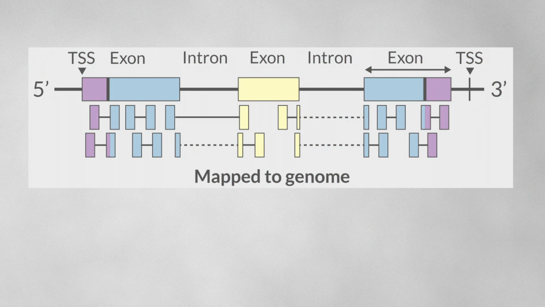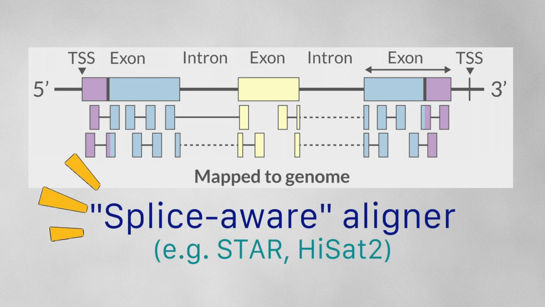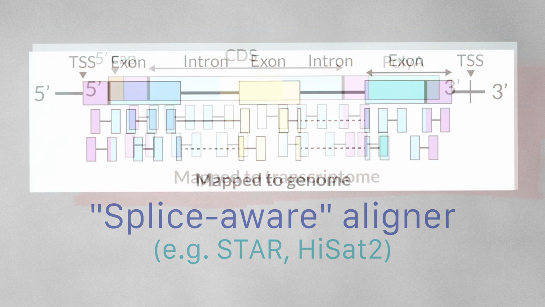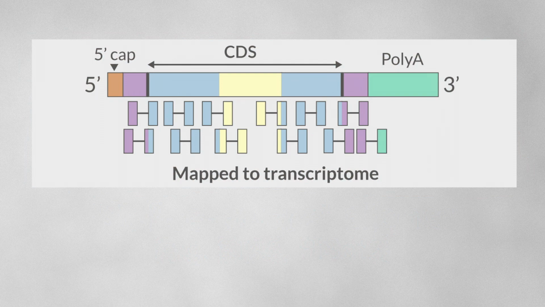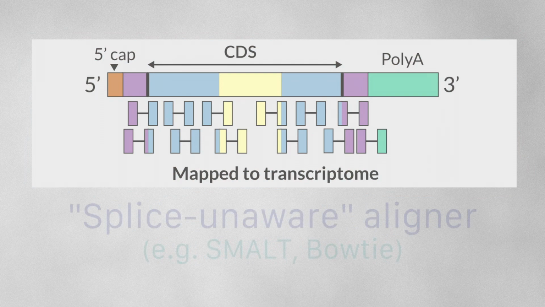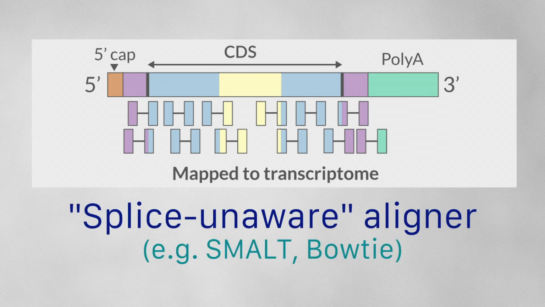Do remember that when using the genome for reference during the mapping stage, a splice-aware aligner is necessary. This is because the introns are present in the genome and would therefore prevent splice-unaware aligners from mapping properly to the reference. However, for reference transcriptomes, splice-aware and splice-unaware aligners would perform similarly.